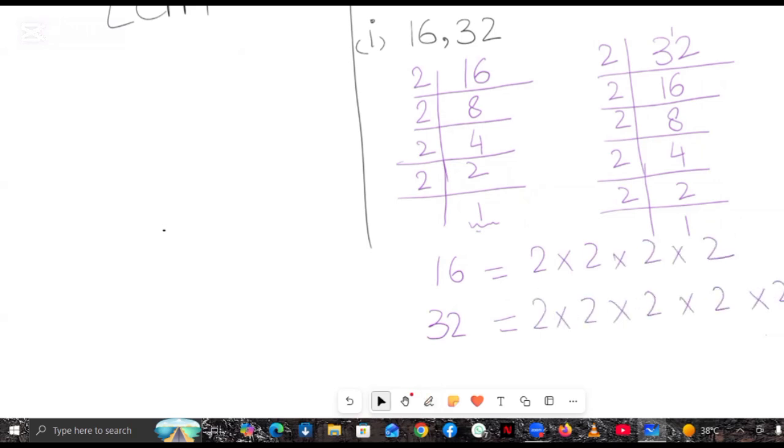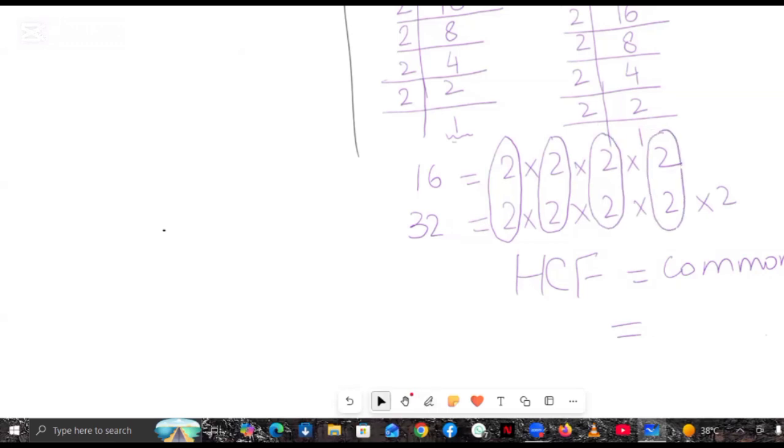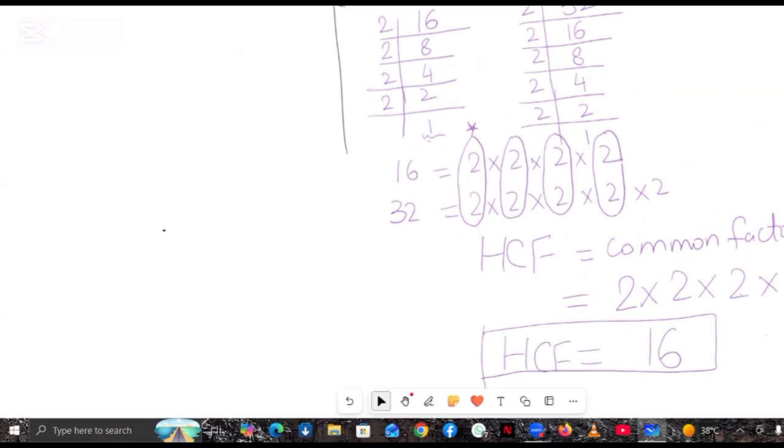Okay. Now remember this. In HCF, you have to write just the common factors from both numbers. First of all, this one is common from these two numbers. After that, again 2 is common, again 2 is common, and again 2 is common. These are the common factors from these two numbers. Now write the common factors. There are four 2's common. Now multiply these factors. 2 into 2 is 4, 4 into 2 is 8, and 8 into 2 is 16. It means the HCF of 16 and 32 is 16.